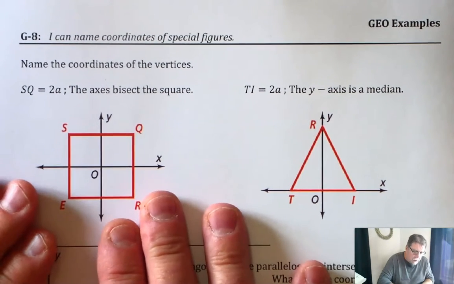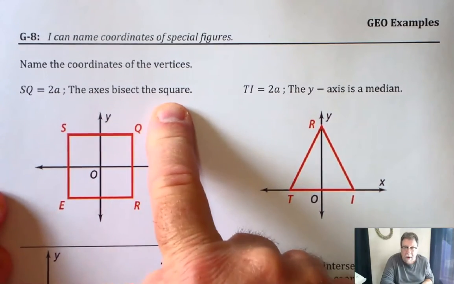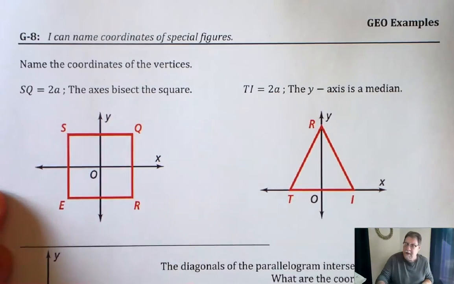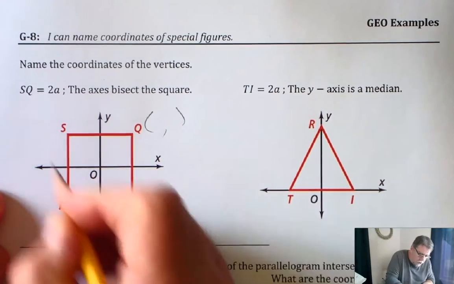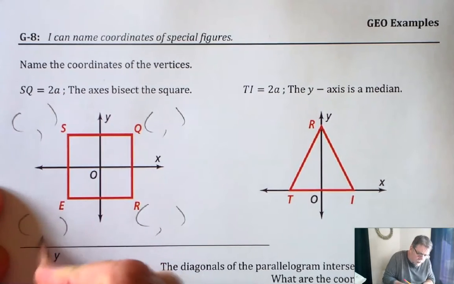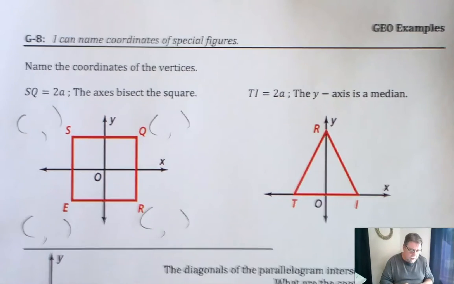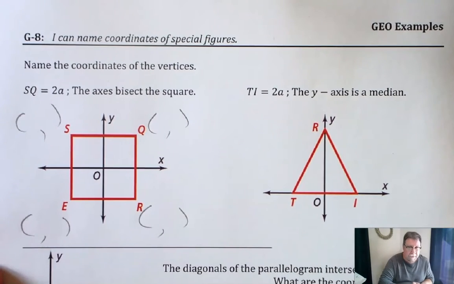So as you look here, you see we have a shape. We're calling it a square. We're saying that SQ is 2A. The question is, what would be the coordinates of each of these vertices? You can't give them a number because it's not a specific square. We want to be able to use this for any square. So we're placing this so that 0, 0 is smack dab in the middle.